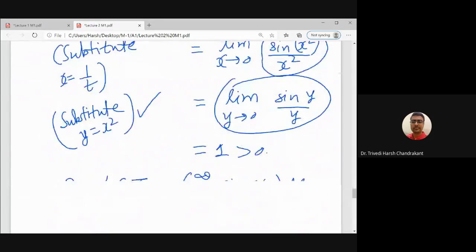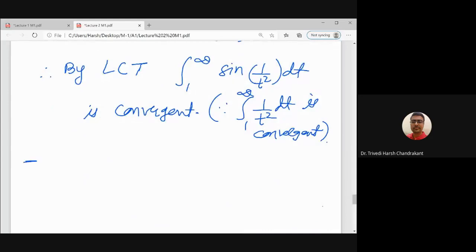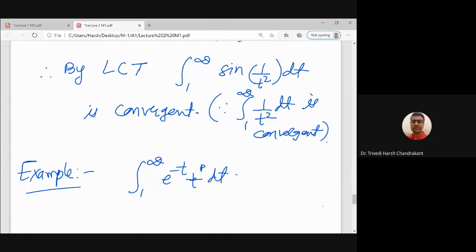So let us see just the last example of this type. The integral of e power minus t power p dt. So what can we say, whether it is convergent or divergent? So any idea about this integral?